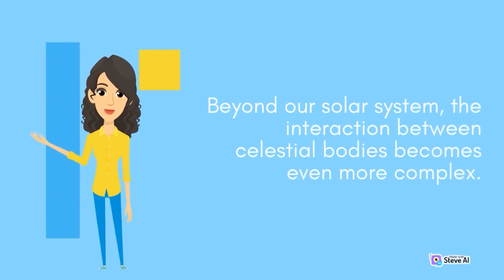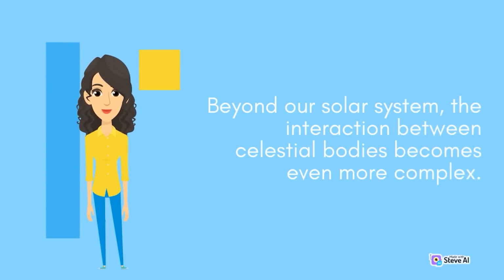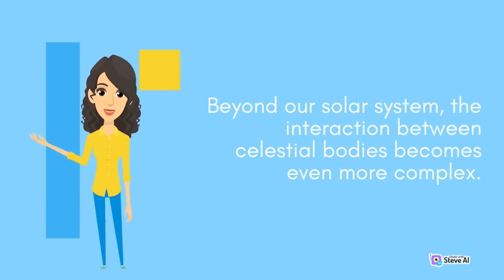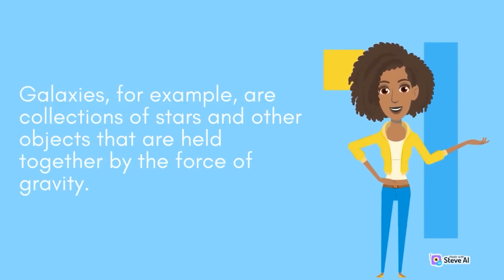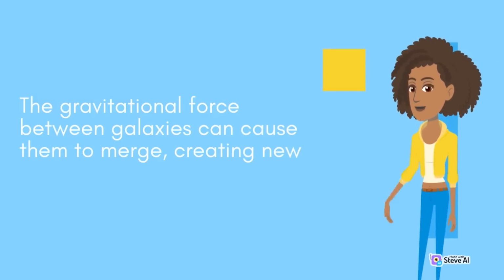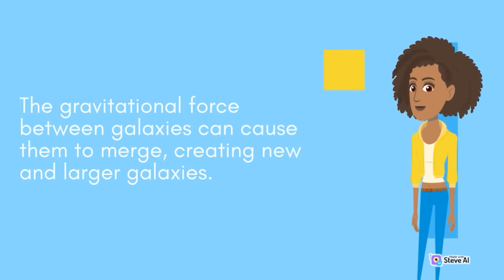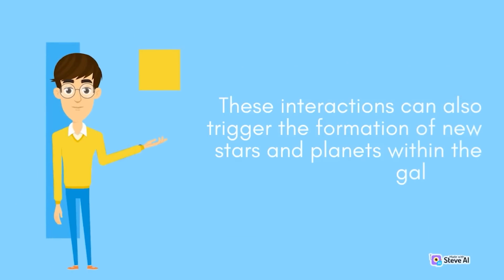Beyond our solar system, the interaction between celestial bodies becomes even more complex. Galaxies, for example, are collections of stars and other objects that are held together by the force of gravity. The gravitational force between galaxies can cause them to merge, creating new and larger galaxies. These interactions can also trigger the formation of new stars and planets within the galaxies.